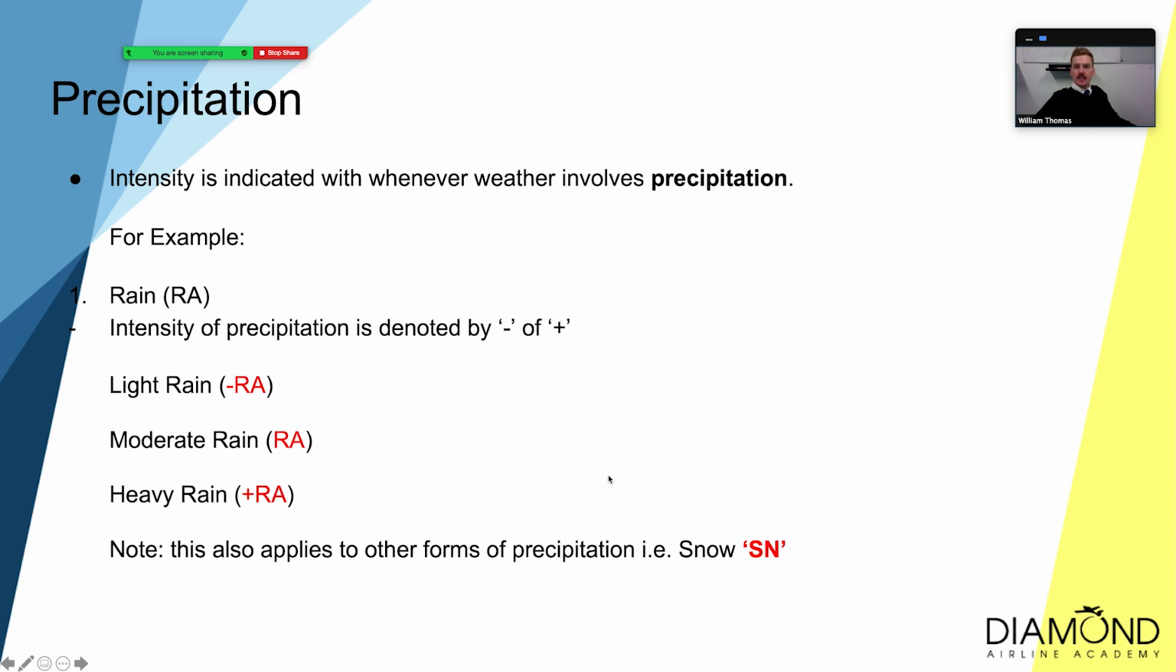We also denote them as either light or heavy, and you'll either see that denoted with light written in letters or heavy written in letters like we do in our TAFs, or we may see a minus or a plus sign. So if we just see RA, it indicates to me moderate rain. If we see minus RA, that's light rain, and then plus RA for heavy rain. This also applies to other precipitation. For instance, snow could have minus SN for light snow and plus SN for heavy snow.